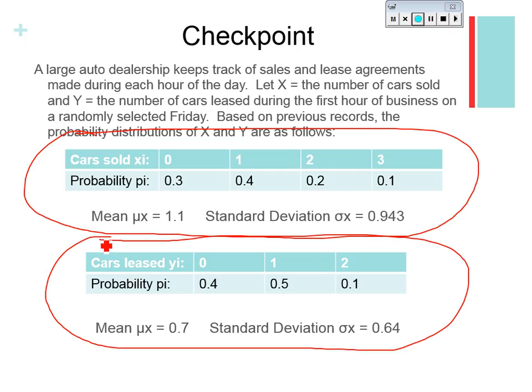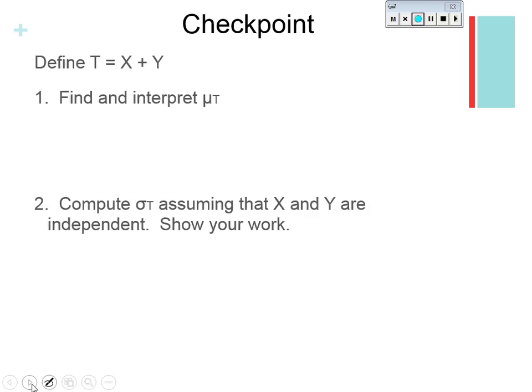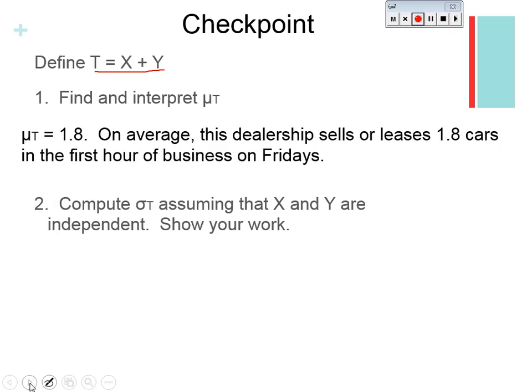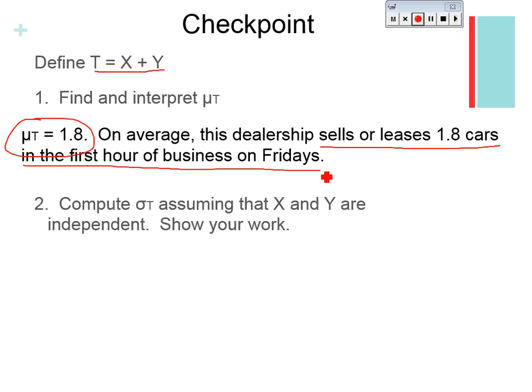So the question for this says first to find and interpret the mean of T, and T is defined as X plus Y. So if we took the two means and added them together, we would come out to be roughly 1.8. So what we would expect here is on average this dealership will sell or lease 1.8 cars in the first hour of business on Fridays.